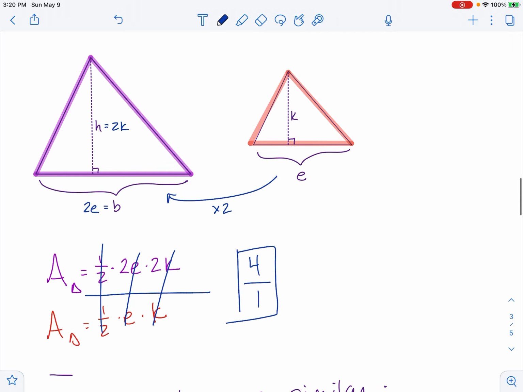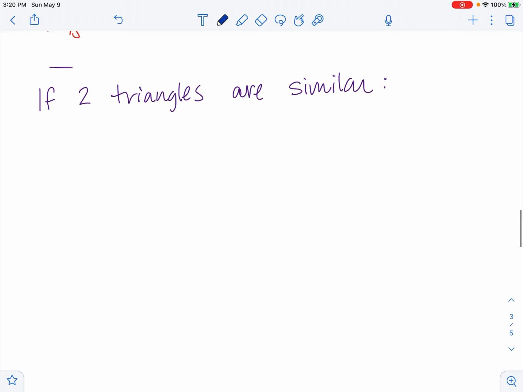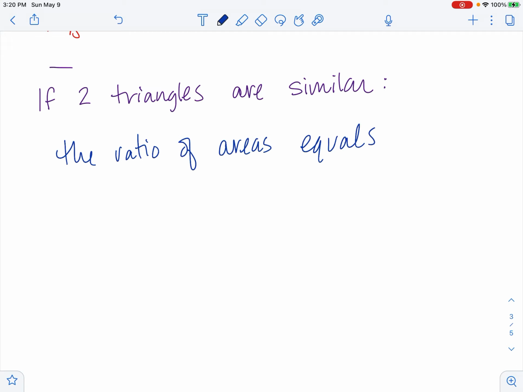You could do an example like this with actual numbers as well, so that you didn't have to have your E's and K's. It would work if your red triangle was 1 and 1 and your purple was 2 and 2. You would still get this 4 to 1. All right, let's formalize this. When we have two triangles that are similar, the ratio of their areas is equal to the scale factor squared.